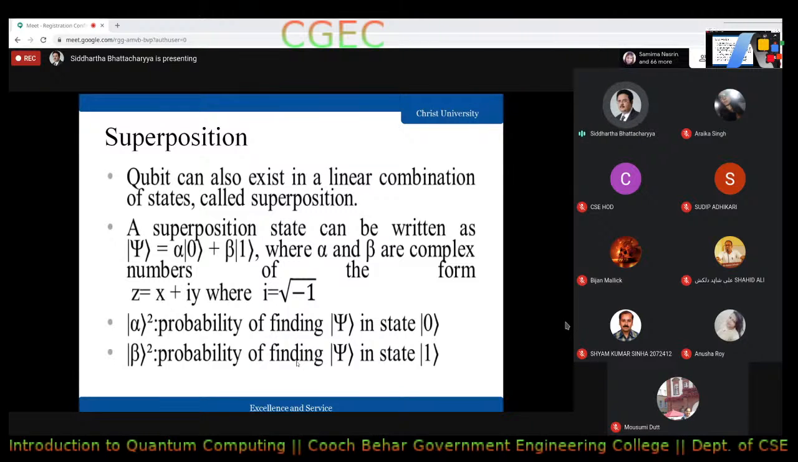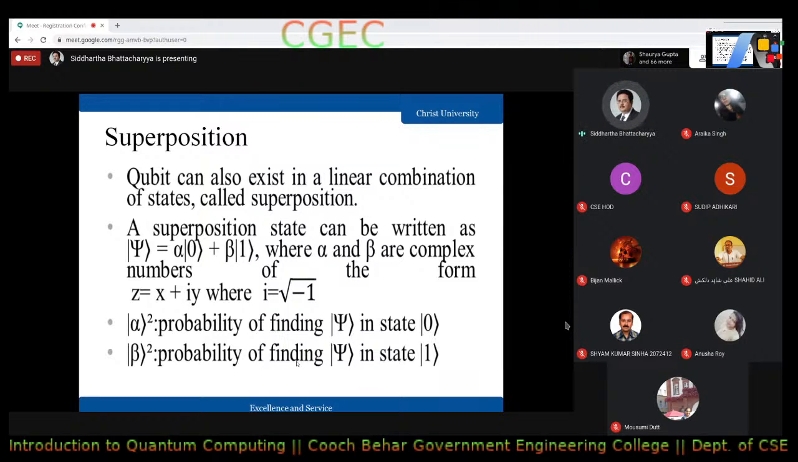That means when you go for measurement, this wave function psi will come down to the 0 state if alpha square is equal to 1 and beta square is equal to 0. Similarly, it will give a value of 1 if beta square is equal to 1 and alpha square is equal to 0. So if beta square comes up to 1, you get only one state, because the other part becomes 0, since alpha square is equal to 0.